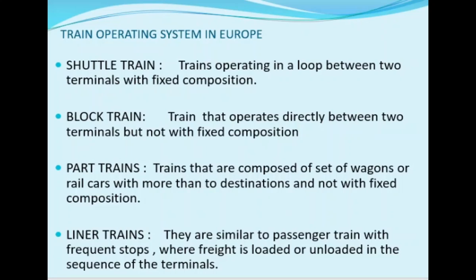These are the 4 operating systems that you need to know their differences: shuttle train or block train, part train, and liner trains. 4 of them.